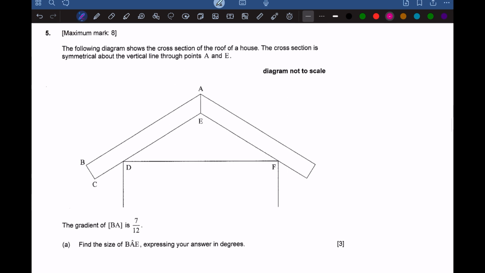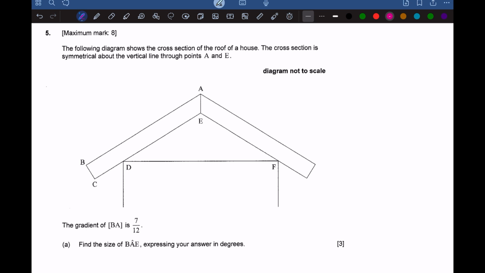Now moving on to question 5. We have the following diagram that shows the cross section of a roof of a house. It's symmetric about AE. The gradient of BA is given as 7 over 12. You have to find the size of BAE.